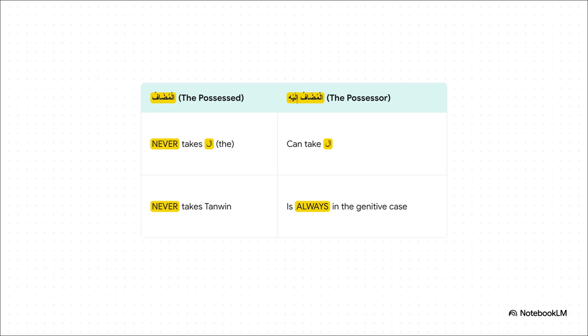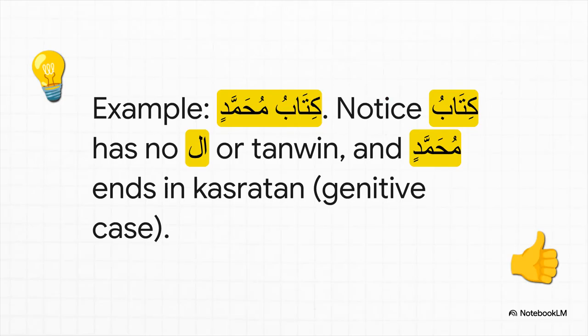Now look at the second column for the al-mudaf ilaihi, the possessor. This one is simple. It is always in the genitive case, which means it ends with a kasra. So let's go back to our original example and see how it works.